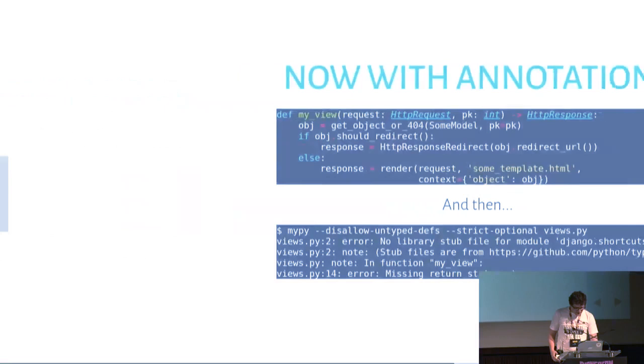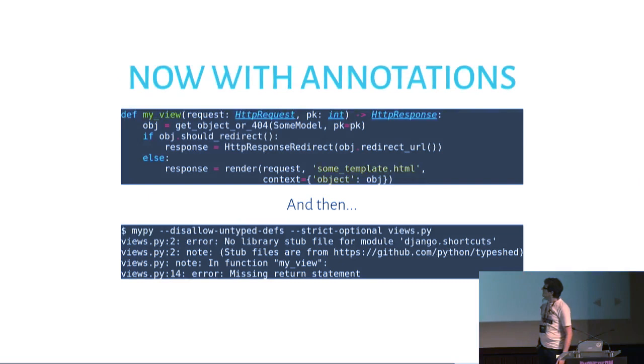So if you annotate this and run the type checker, you'll find that there's an error. Django shortcuts are still not covered, but there's a missing return statement in my function. So that's a very quick view. As I mentioned, I'm not going deeply into details, but I'm willing to talk about this. Also, if you need help or want to discuss how to add annotations into your Django-related projects, I would love to talk about it. I'll be at the conference until Friday.